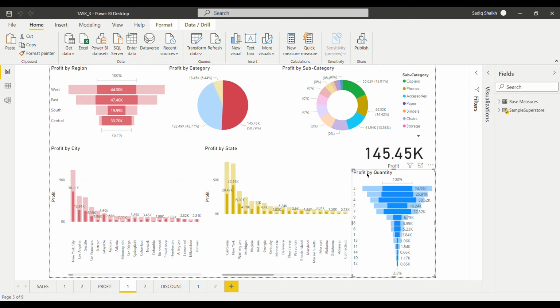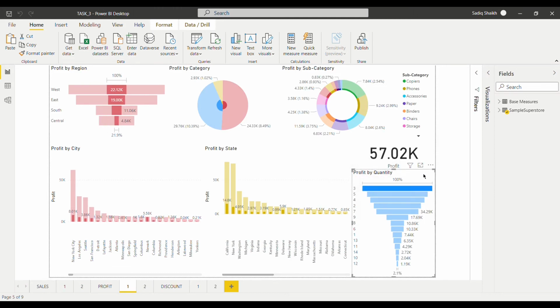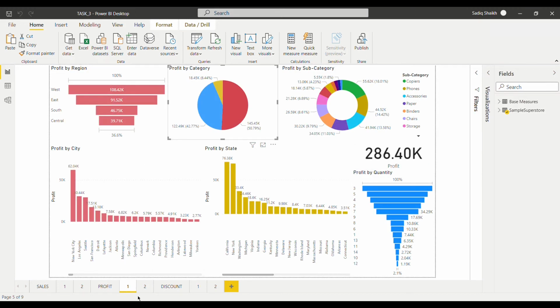If we jump towards the quantity-wise view, then we can see the quantity preferred by the people is 3. Most probably the profits earned by quantity are at 3 or 5. So this was all about the analysis of the profit section.